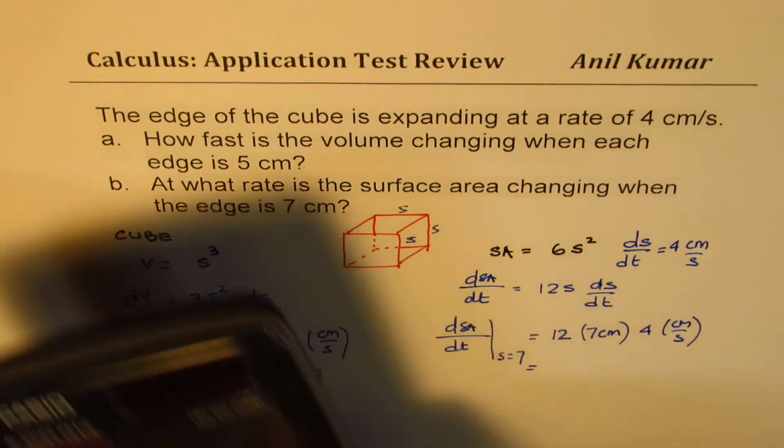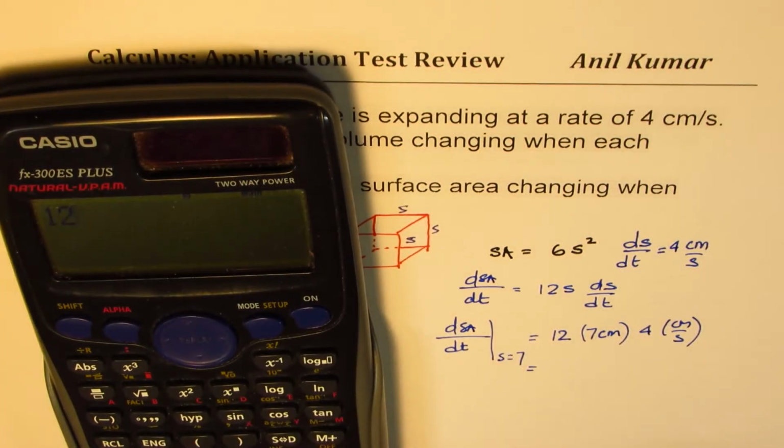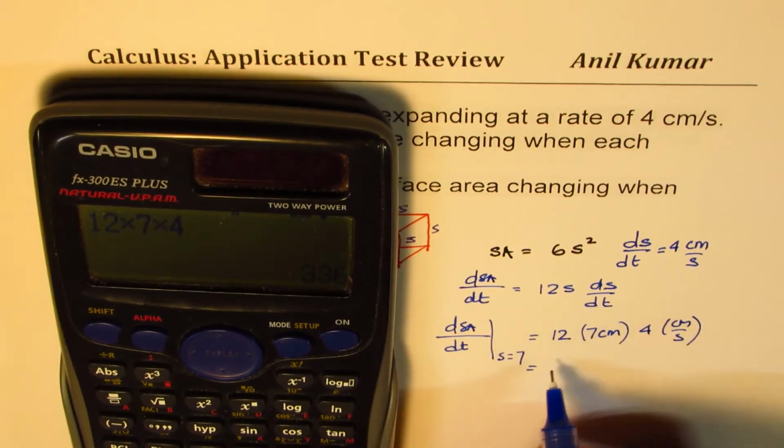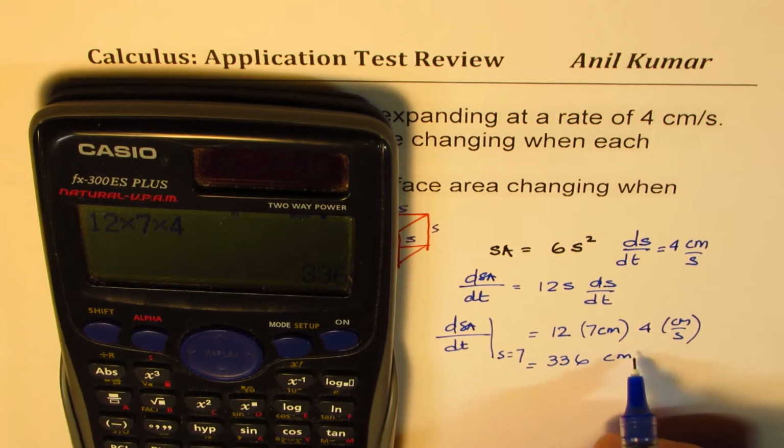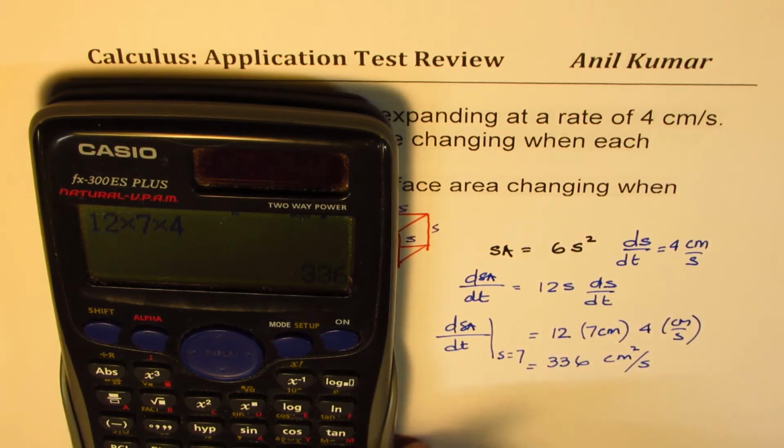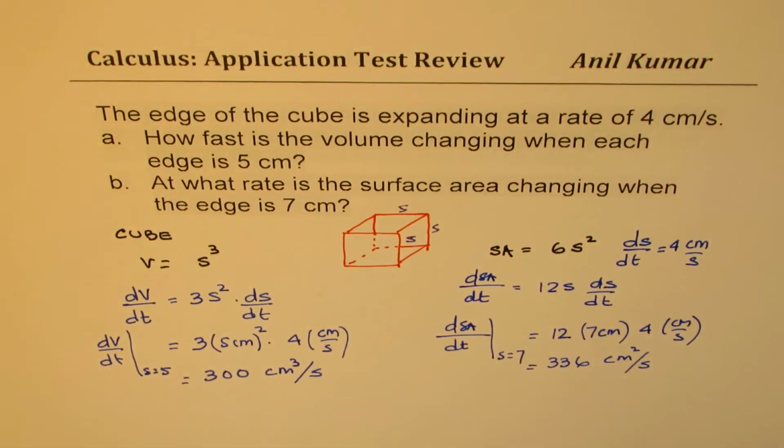So we can now multiply these quantities and get our answer. So let me use the calculator. So 12 times 7 times 4 is equal to 336 centimeter square per second, right? So that is how you should be doing it, right? So let's move on now.